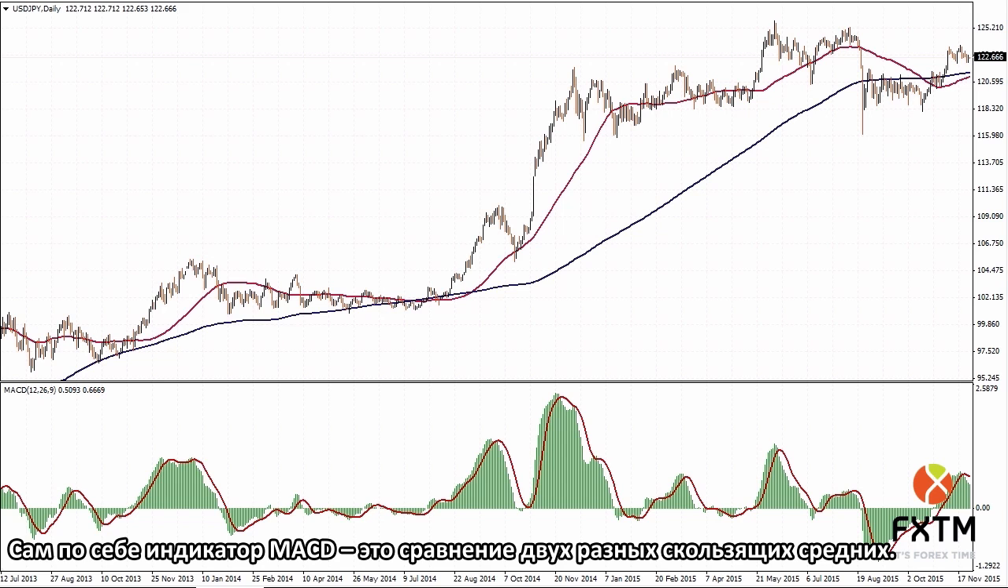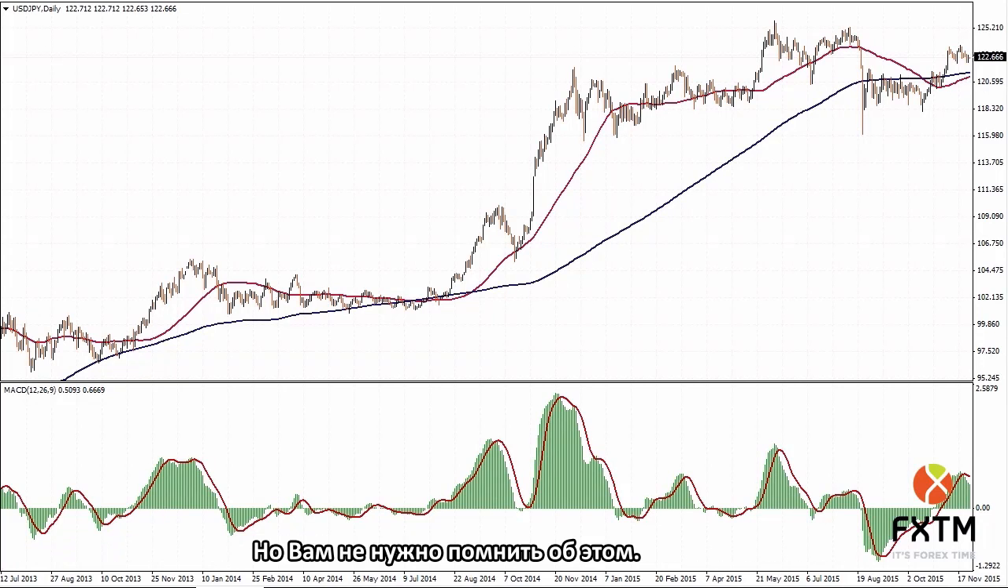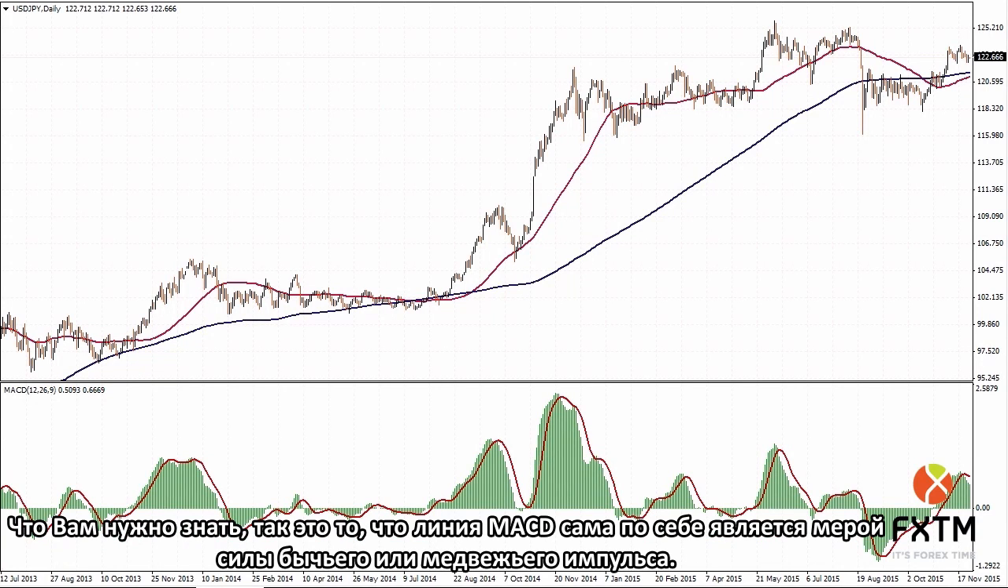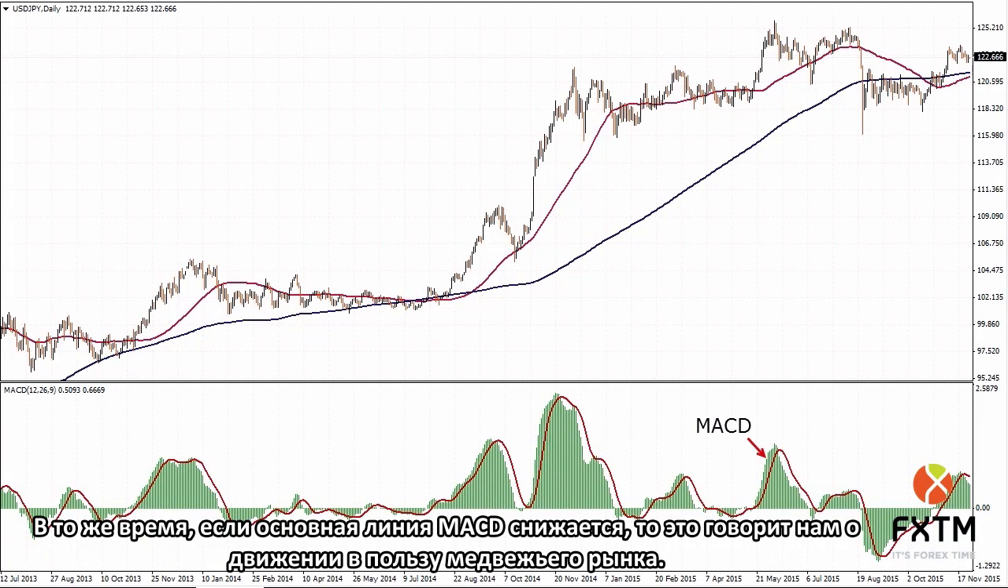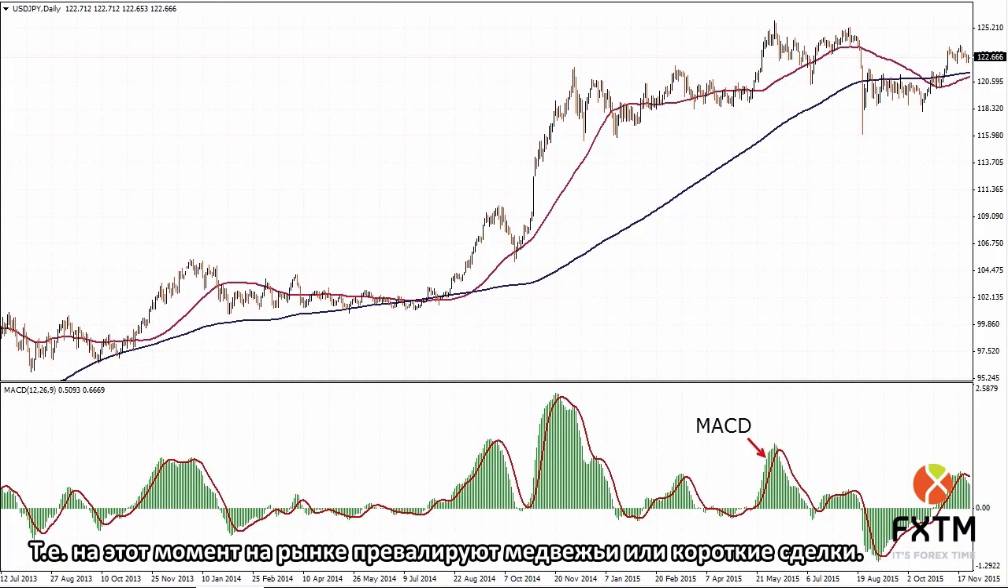Now the MACD is in and of itself actually a comparison between two different moving averages. You don't need to remember that. What you need to know, however, is that the MACD line itself, which you can see here, is a measure of bullish or bearish momentum. If it's trending higher, then that's telling us that the bulls are beginning to take control of the market and we've got some bullish momentum behind the recent price moves. In the same way, if we get a declining MACD line, then that's telling us something about momentum behind the bears. So bearish traders or shorts are making some progress in the market.